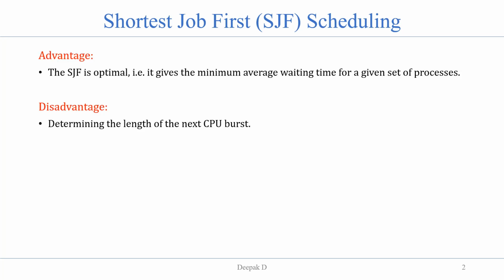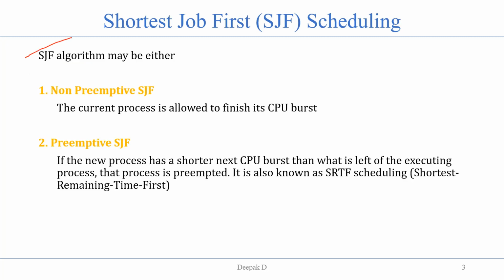We have seen the advantage: SJF is optimal and it gives the minimal average waiting time for a given set of processes. Why, we have discussed. And what is the major disadvantage here? Determining the length of the next CPU burst is the difficulty. In this SJF algorithm, there are two variants: one is non-preemptive SJF and the other is preemptive SJF.